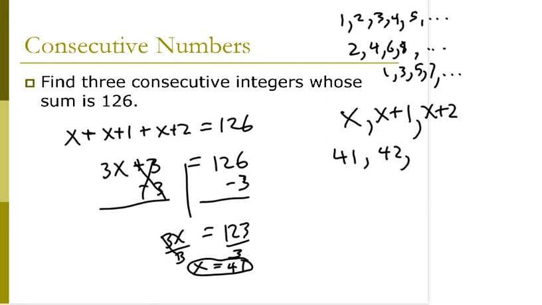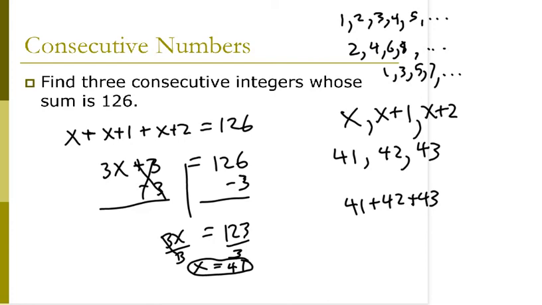The three of these are going to add up to 126. And you can try that to check it yourself if you'd like to verify that 41 plus 42 plus 43 equals 126. But we know it's true. You can check it yourself though.